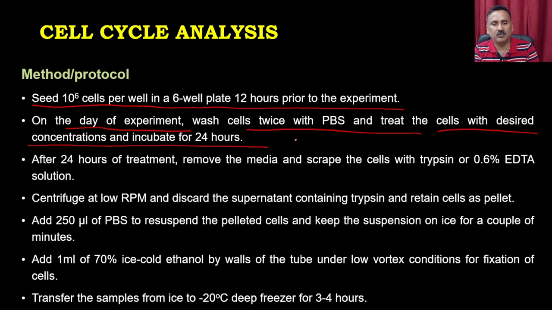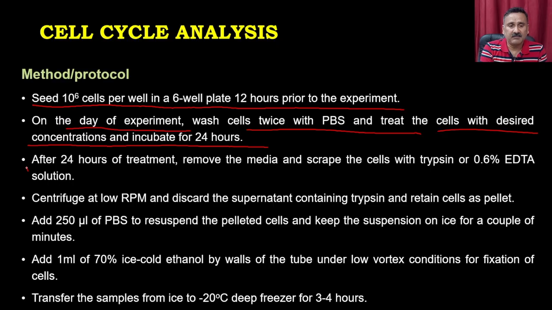Mostly people do the cell cycle analysis when they are doing a treatment. For example, if cancer cells are under treatment, their cell cycle may get dysregulated, and that is how they are going to undergo apoptosis or cell death.